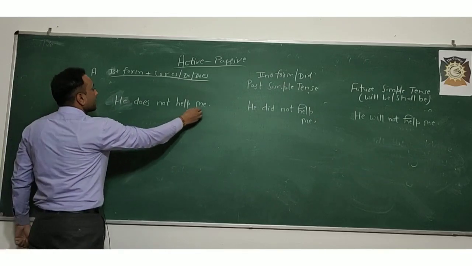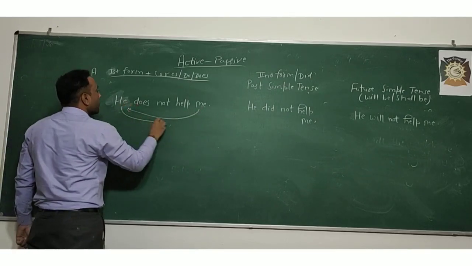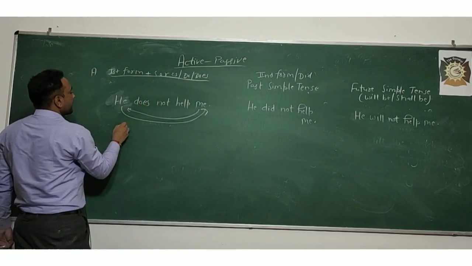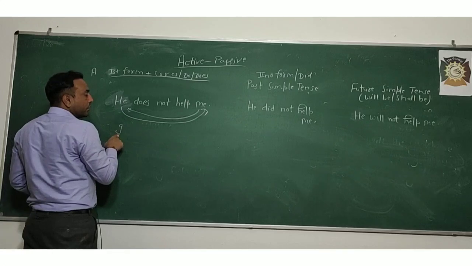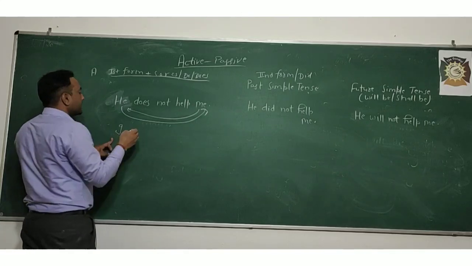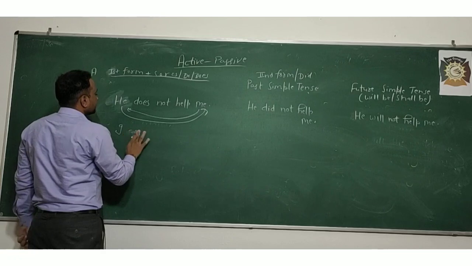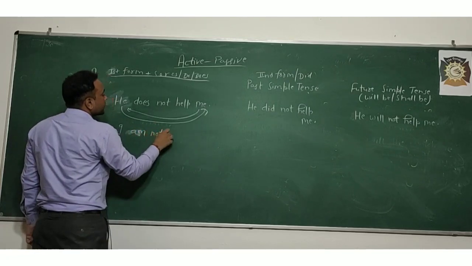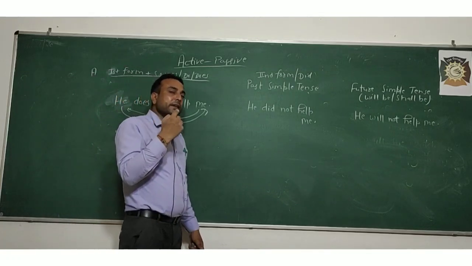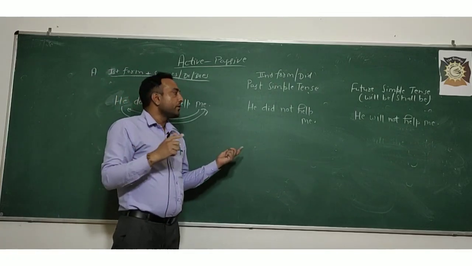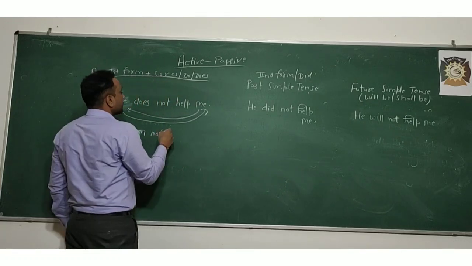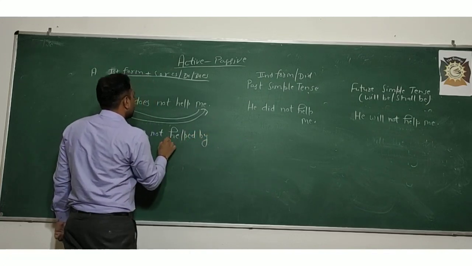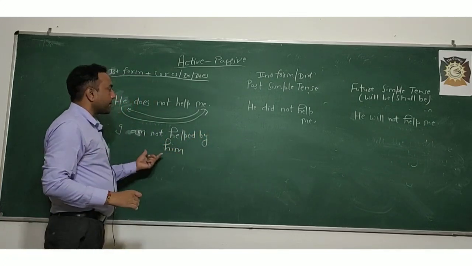So how to change it? Subject becomes object, object becomes subject. Me, I have told you that me changes into I. With I we always use am. I am not, because if a sentence is negative, we will keep it negative. If a sentence is interrogative, we will keep it interrogative. I am not, third form of the verb, helped by him. I am not helped by him.